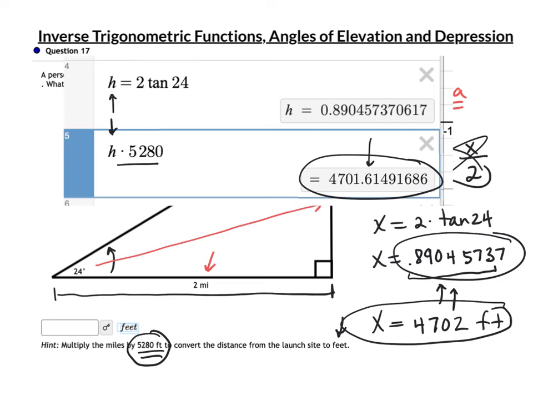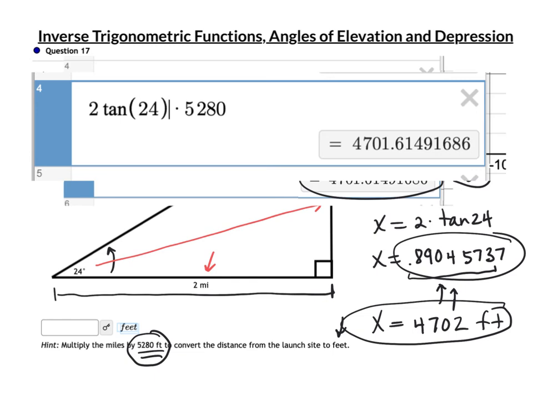The other way you could plug this in Desmos is like this. Take 2 times the tangent of 24. You need to put the 24 in parentheses, otherwise it will make the angle 24 times 5,280, and that's not what the angle is. Put it in parentheses, and then take that decimal, whatever that decimal is, times 5,280. Notice you get the same answer when you round to the nearest whole number, 4,702.